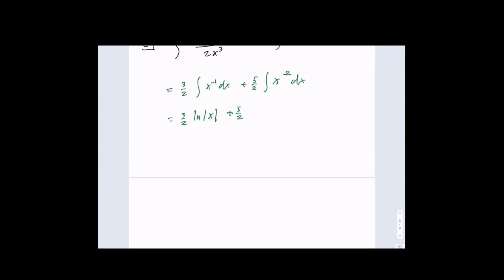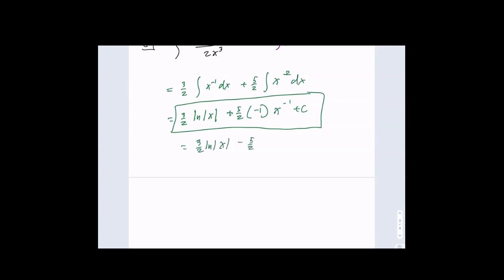Now it's power rule. So 1 plus 1, you get, I guess, times negative 1, and then x, and then you have the power of negative 1 plus e. And that's my answer. Of course, I can clean that up a little bit and do 3 halves natural log absolute value of x minus 5 halves.